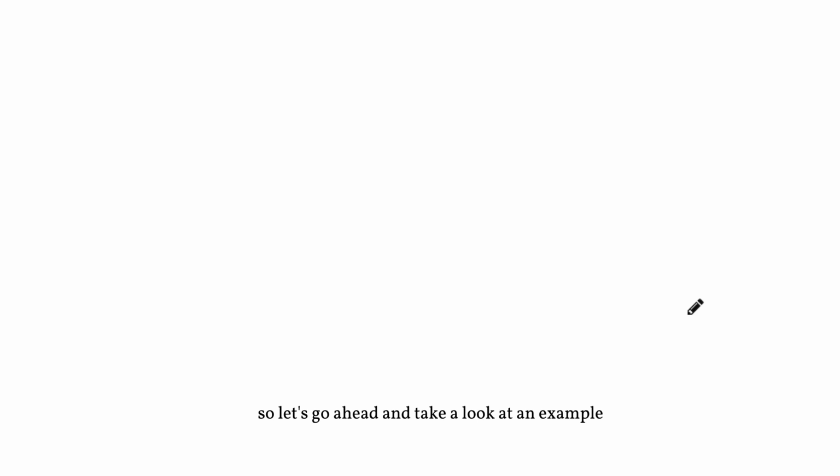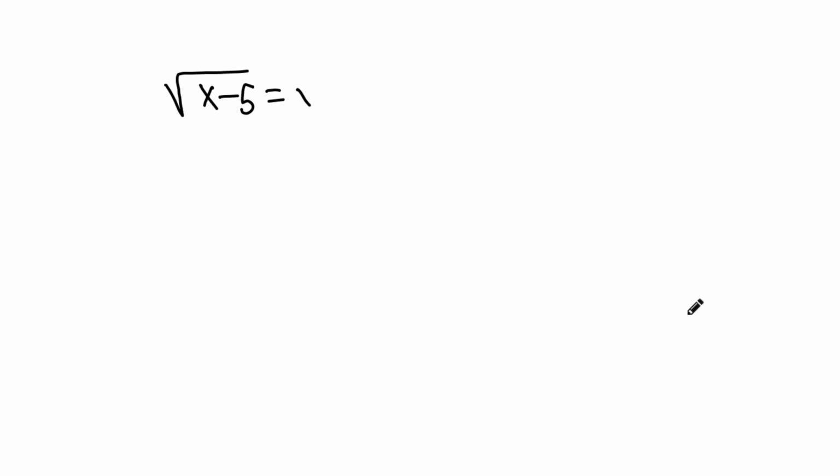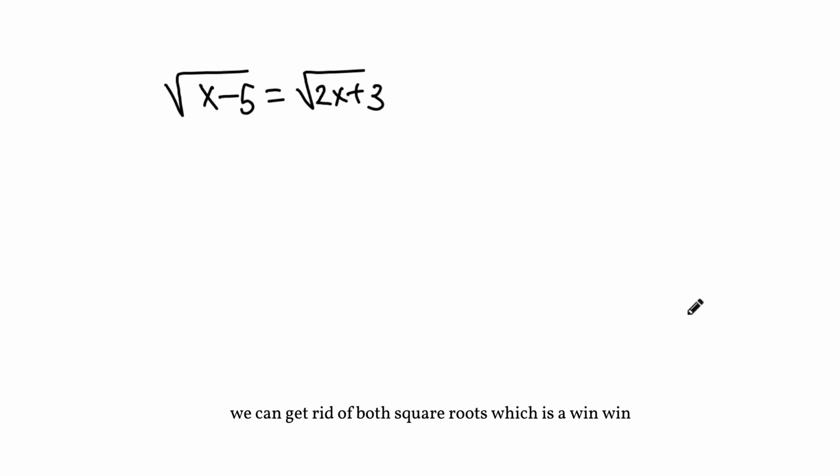So let's go ahead and take a look at an example when we have a radical equaling a radical. How would we solve this radical equation? Well, first off, we want to do the same thing. We have a square root on both sides. So if we square both sides, we can get rid of both square roots, which is a win-win.